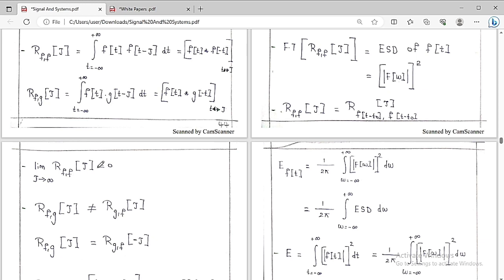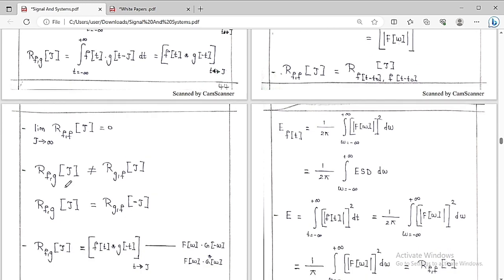Then the cross correlation of f and g, and of g and f, are not equal. Listen carefully: the cross correlation of f and g and the cross correlation of g and f are different. They are not the same. We can say both are not equal.